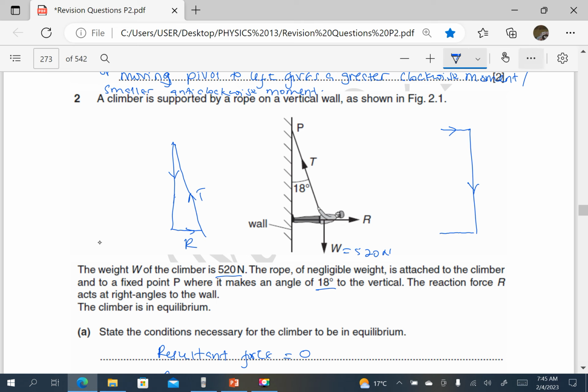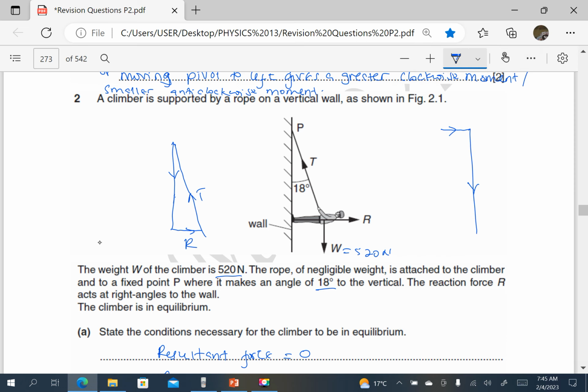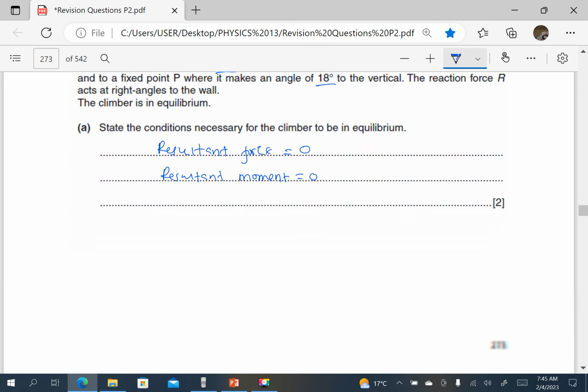and then the tension will be here in that direction without changing its direction. So this will be tension T, that will be R, this is W. So we have two options.